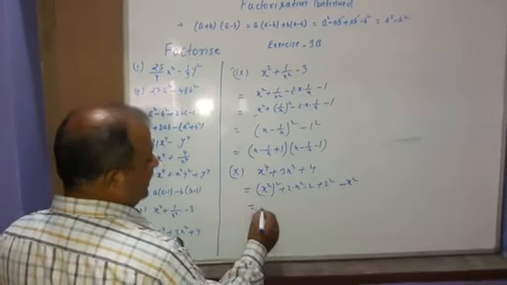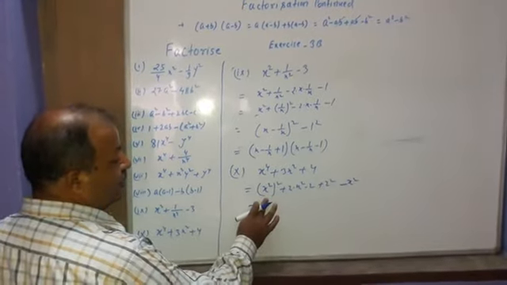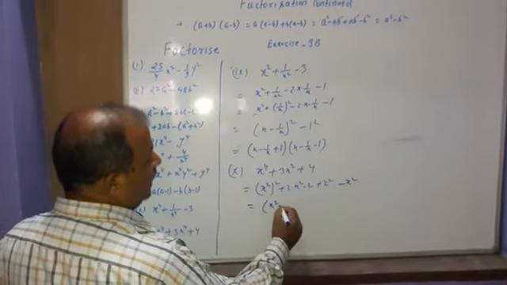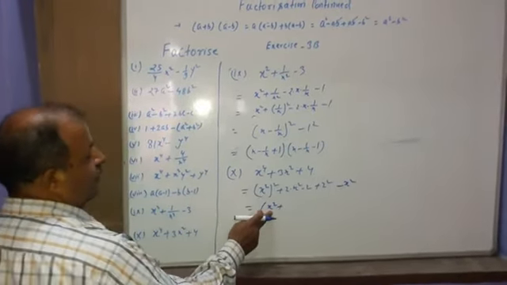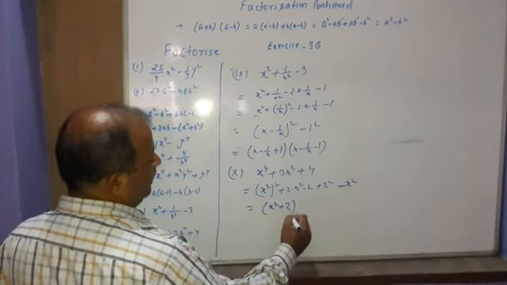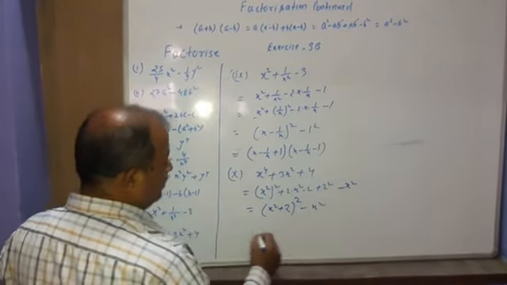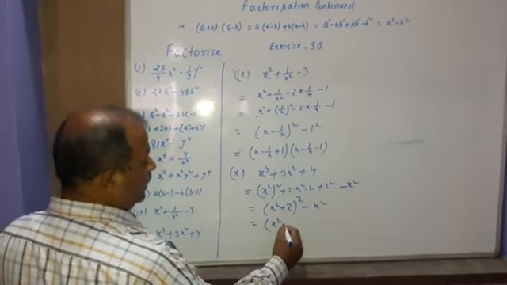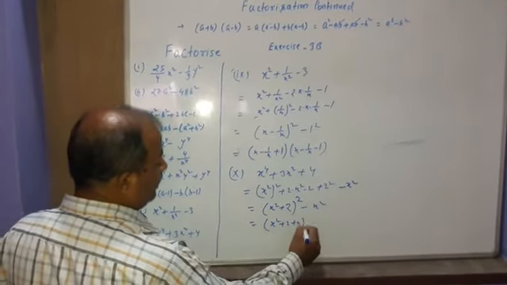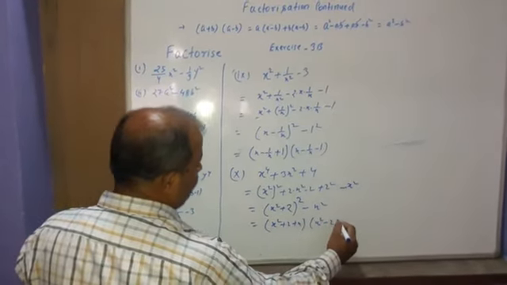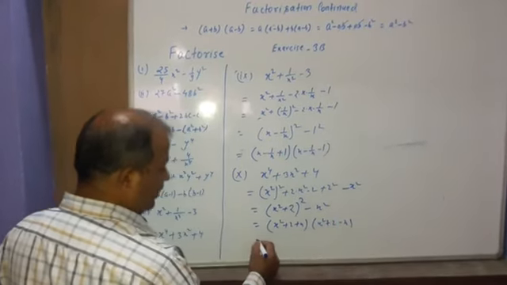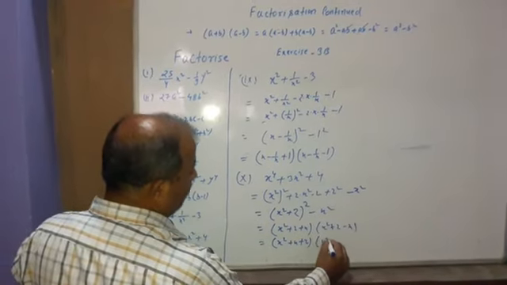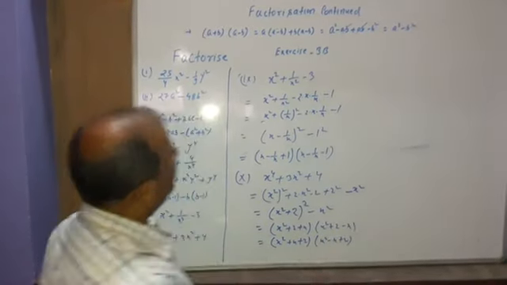Here we have just done the rearrangement. Now it is of the form a square plus 2ab plus b square, and therefore it will be a square. At the place of a we write x square, and at the place of b we write 2, minus x square. Now it is of the form a square minus b square, and therefore it will be x square plus 2 plus x, and x square plus 2 minus x. Now we may write x square plus x plus 2, x square minus x plus 2.